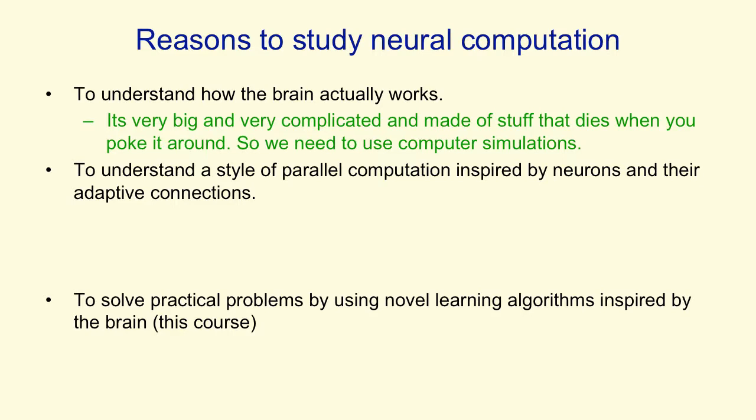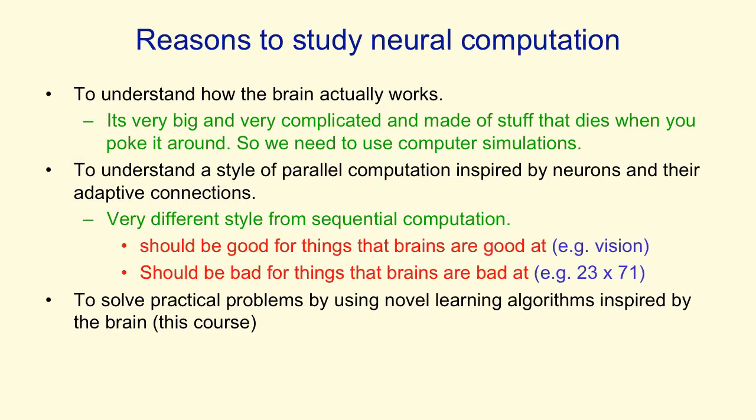The second is to understand a style of parallel computation that's inspired by the fact that the brain can compute with a big parallel network of relatively slow neurons. If we can understand that style of parallel computation, we might be able to make better parallel computers. It's very different from the way computation is done on a conventional serial processor. It should be very good for things that brains are good at, like vision. And it should also be bad for things that brains are bad at, like multiplying two numbers together.